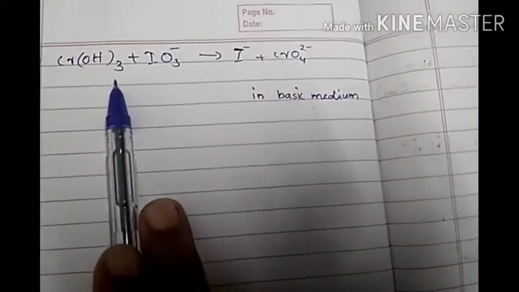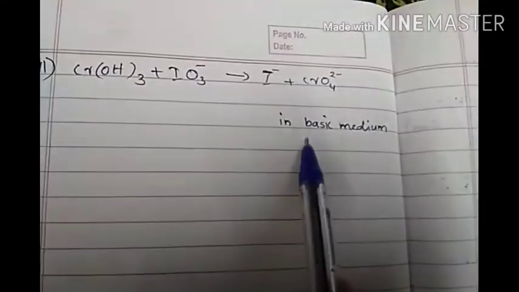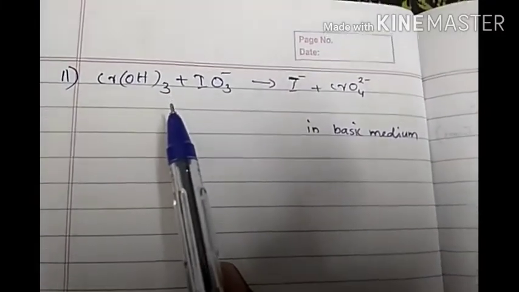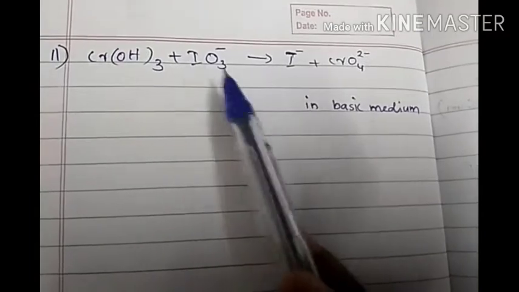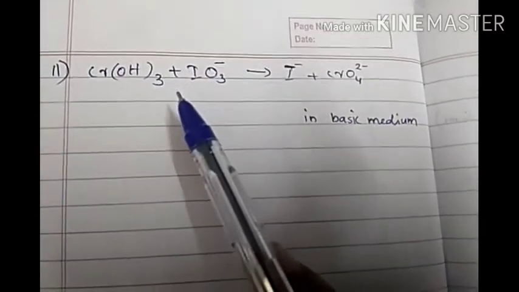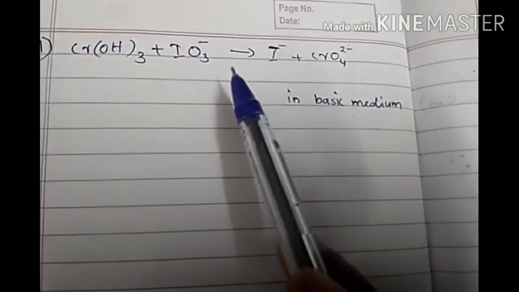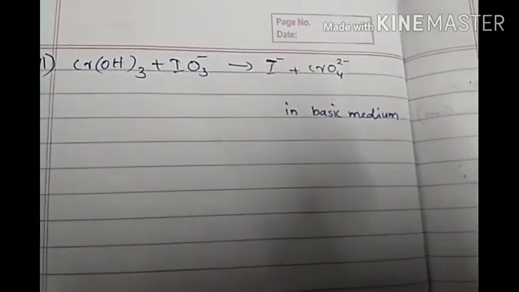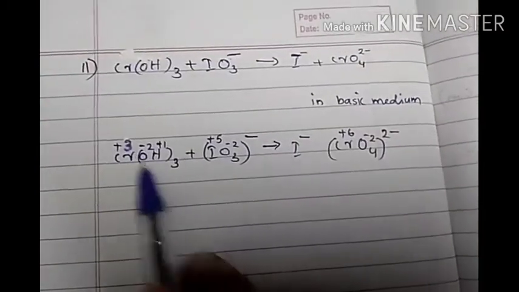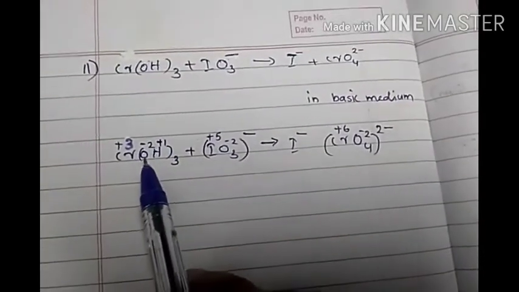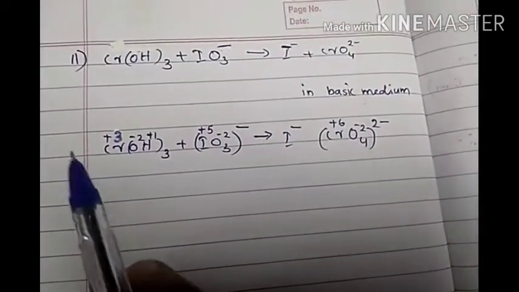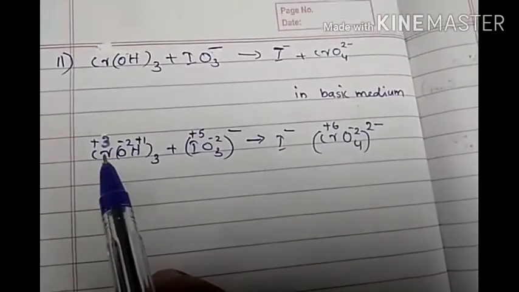Now we can study how to balance the redox equation in basic medium. The first steps are the same: first we have to identify the oxidation numbers of each element present in this equation. Then we have to split the equation into oxidation half reaction and reduction half reaction. These are the oxidation numbers of the elements present in this equation. You have to find the oxidation numbers using the method that we have studied already, so I'm not explaining it again.